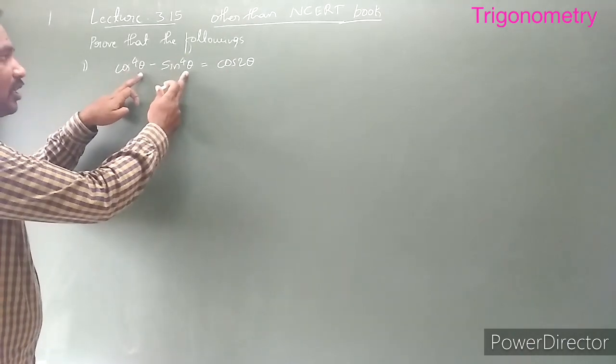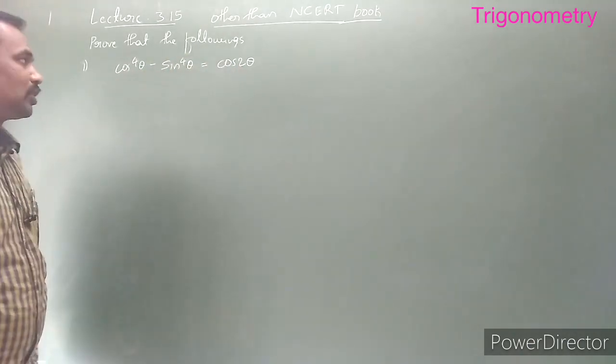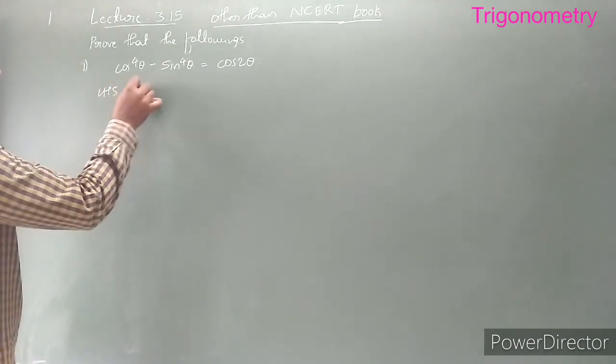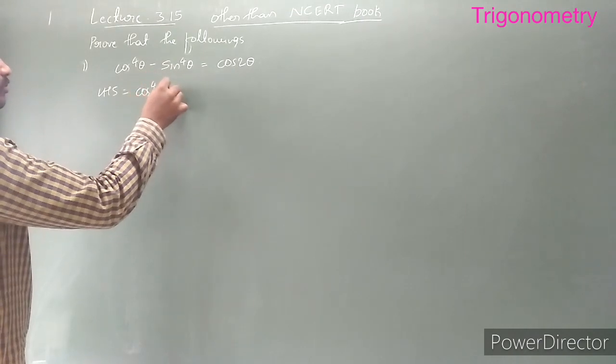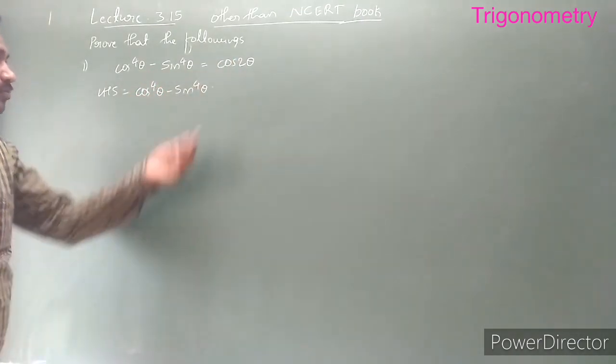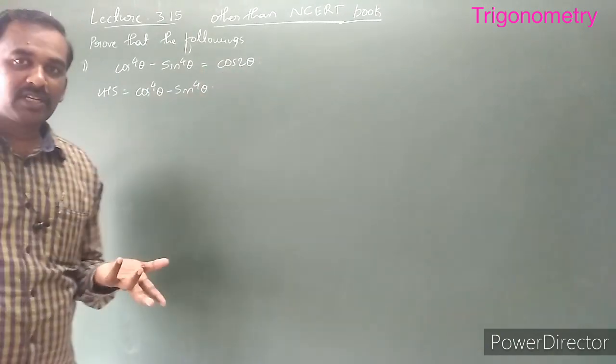On the left hand side we have only the angle theta, and on the right hand side we have to get 2 theta. How to get it? I just consider the LHS value: cos power 4 of theta minus sin power 4 of theta. I need to get the cos of 2 theta, which we already know.